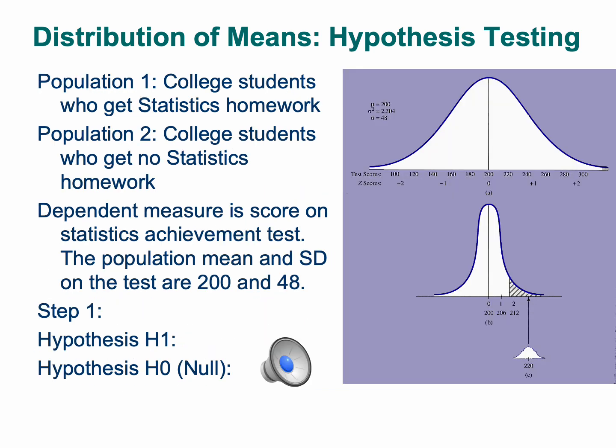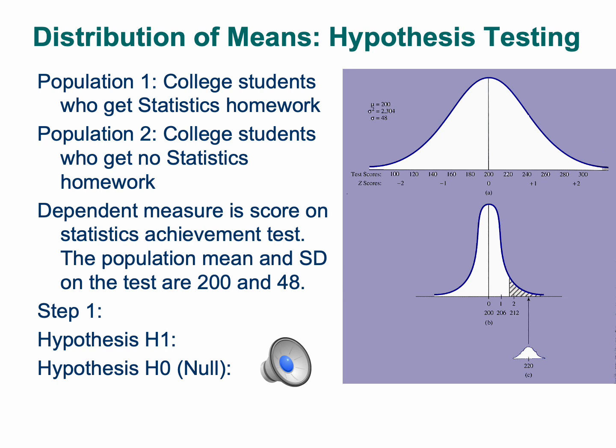Okay, here's another example of hypothesis testing. Here we have a problem where we've got a study where we have college students who get statistics homework versus college students who get no statistics homework. Seems like that might be a relevant study for this class. So we have two populations, college students who get the statistics homework and college students who do not. Now I have a dependent measure, which is going to be my score on a statistics achievement test, like a score in a midterm or a final.